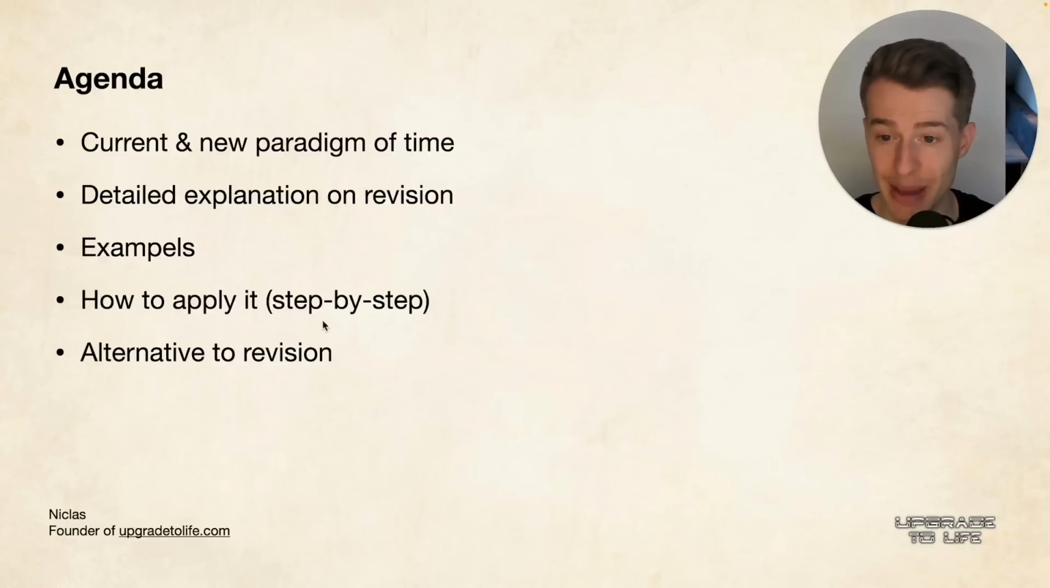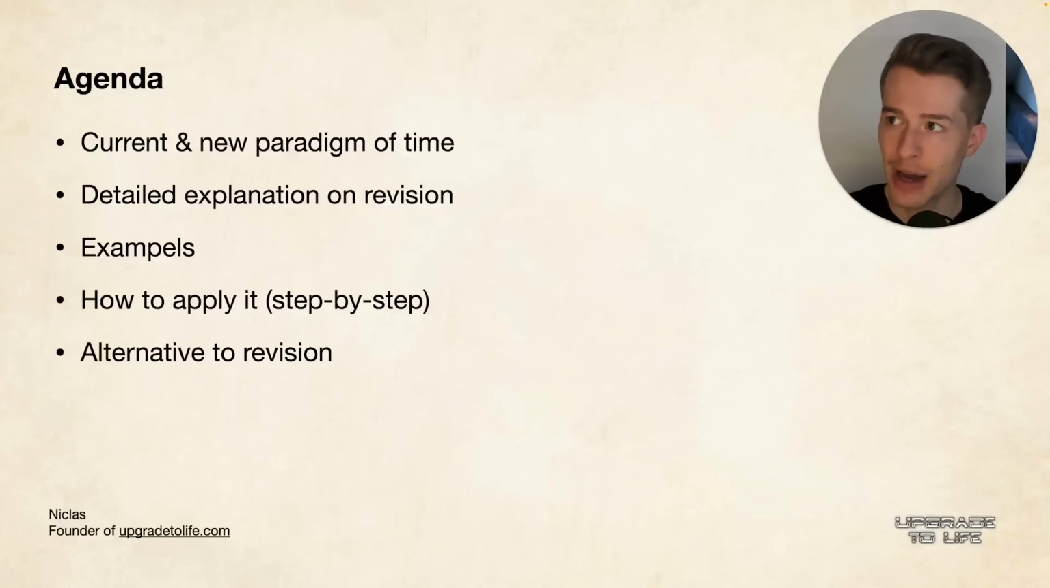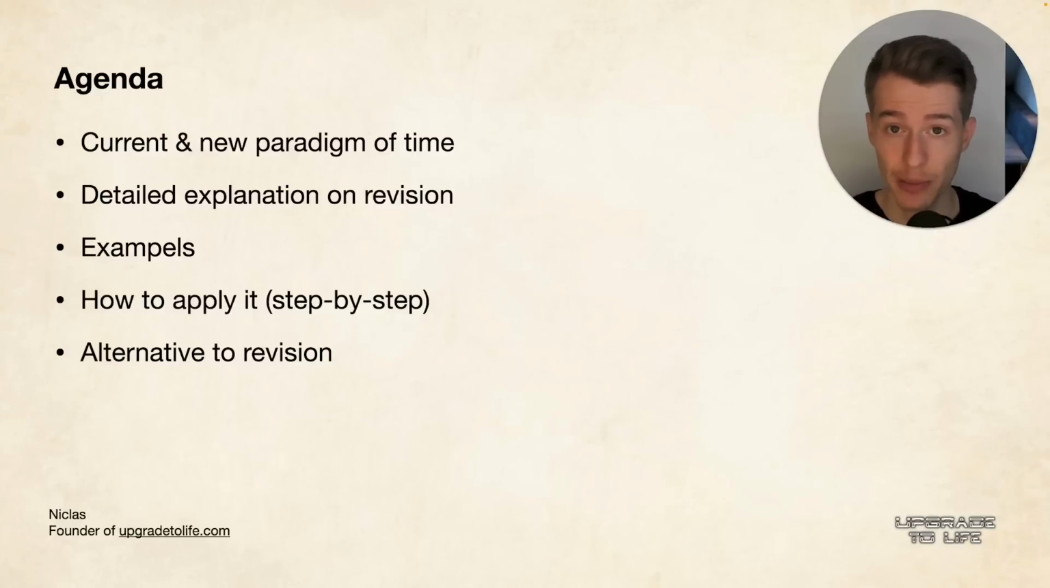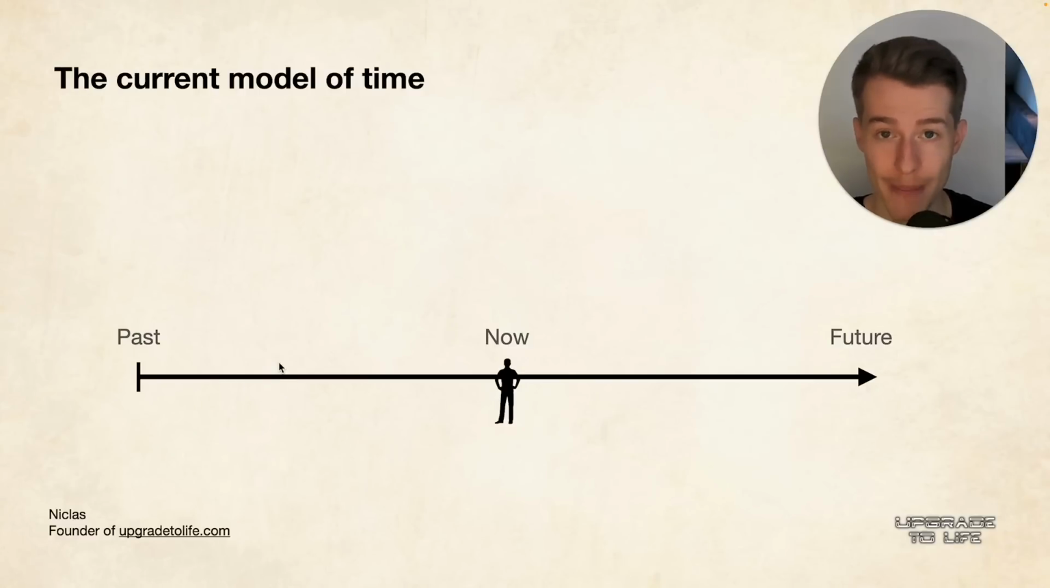So how to apply it step by step. How do you actually do it? How do you actually change your past, revise your past, let go of an old past, identify with a new past, so to speak. And I want to show you a very powerful alternative to revision that I've not seen out there in the manifesting space at all. So it will be truly eye-opening to you and really helpful to manifest your goals, okay? So let us dive right in, and let's first talk about the current and the new paradigm and the model of time.